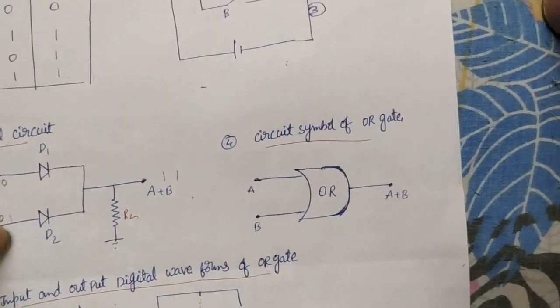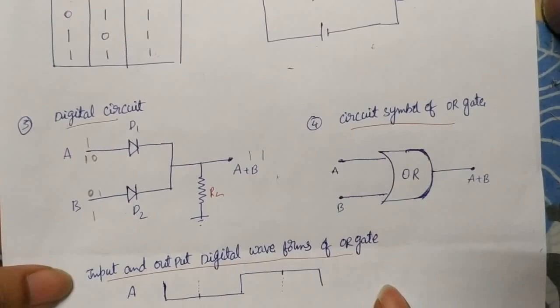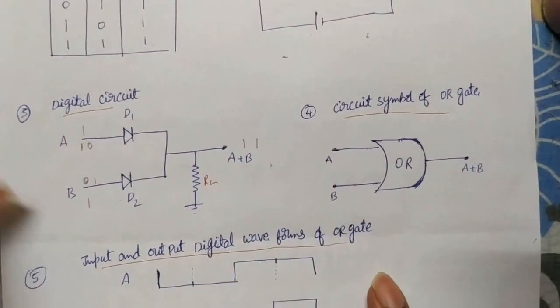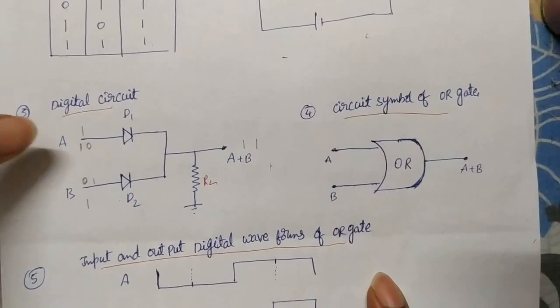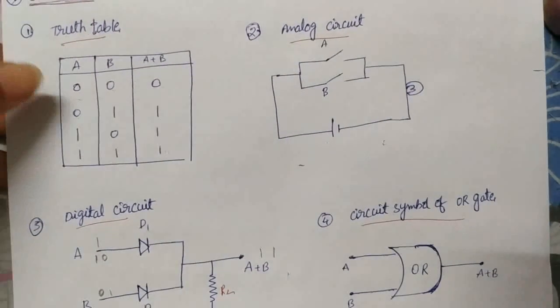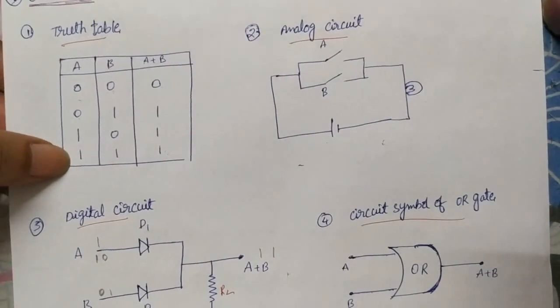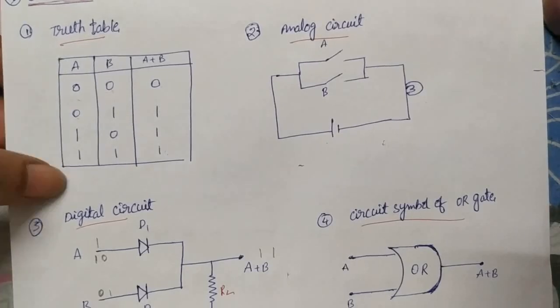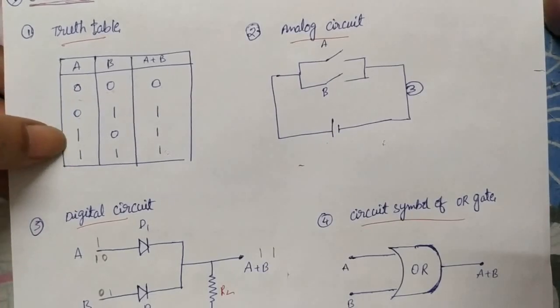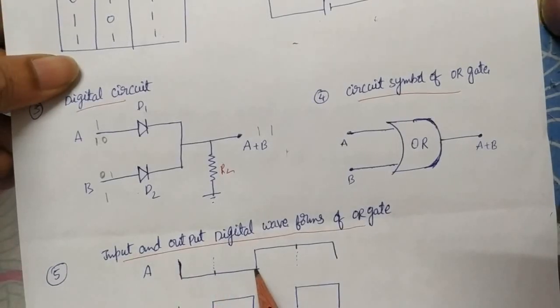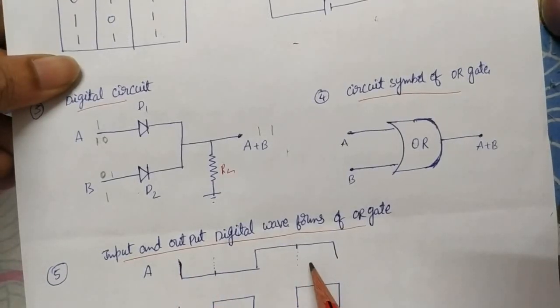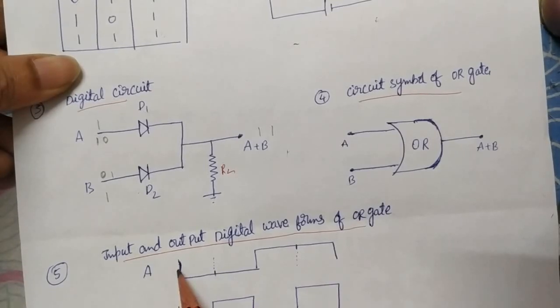Now the input and output digital waveforms of the OR gate. We know what a digital waveform is; they give square waveforms. So first of all, we take A as 0 0 1 1. How is A changing? 0 0 1 1. That is, low low, high and high. To separate this I draw a dotted line, but actually it is not drawn. So it will be like this.